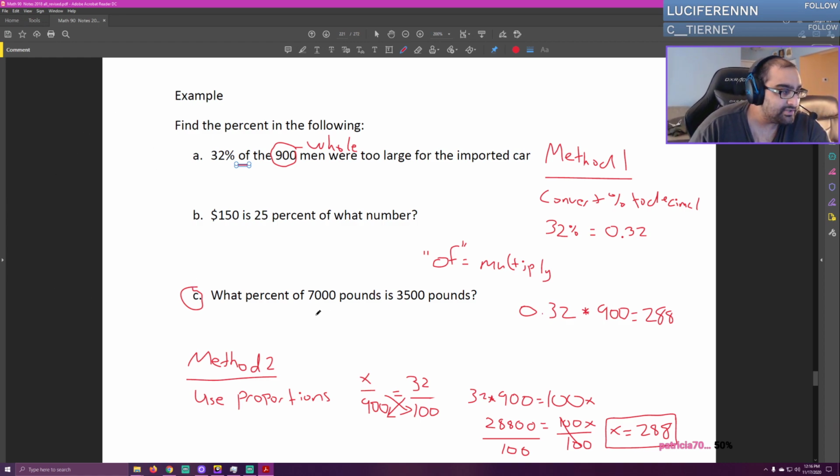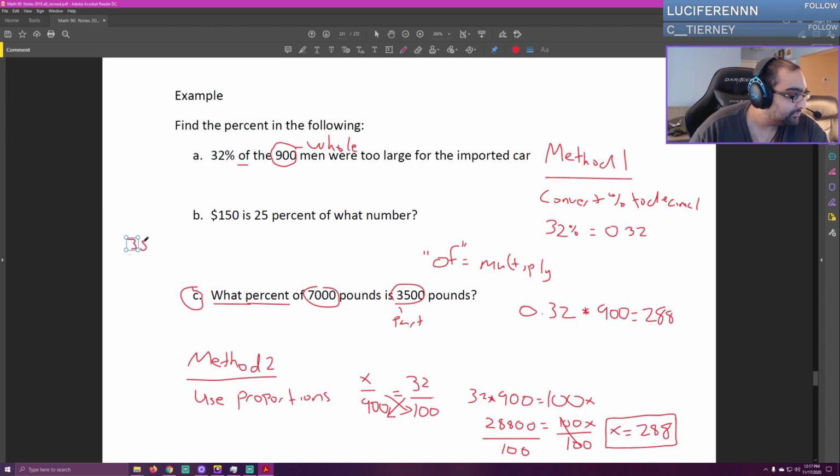So there's a couple ways to solve this. If you solve this using the proportion method, we're just trying to find the percentage. It says what percent. So we're given the part, which is going to be 3,500, and the whole, which is 7,000. I'm kind of running out of space here. Never mind, that looks so awful. All right, let's try this again.